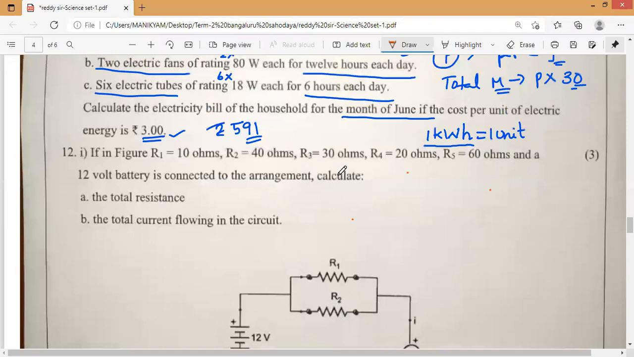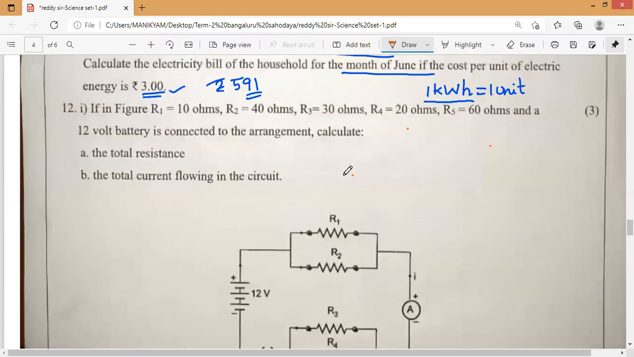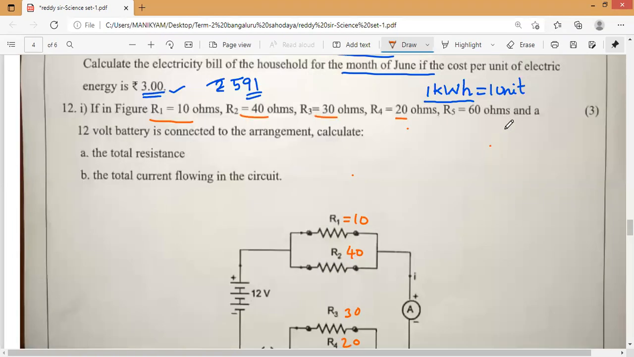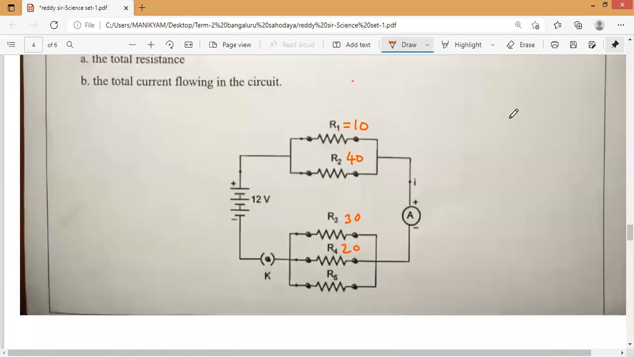Now the 12th question, all of you read. In the given figure, they are saying that R1 is equal to 10 ohm, R2 is equal to 40 ohm, R3 is equal to 30 ohm, R4 is equal to 20 ohm, and R5 is equal to 60 ohm.